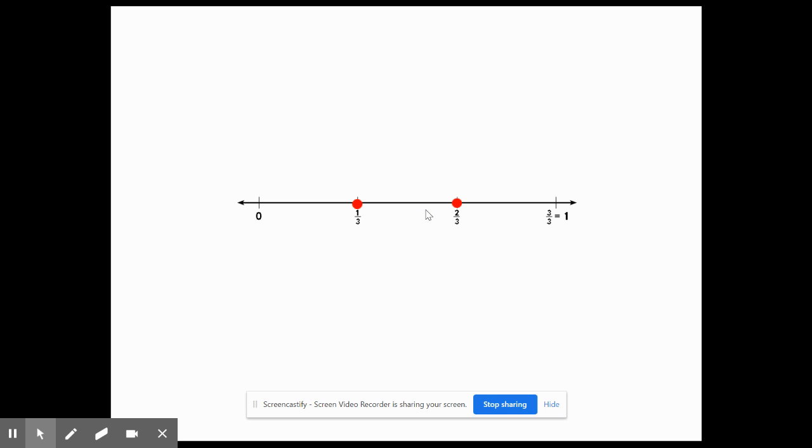We can compare fractions on the number line in exactly the same way. Let's compare 1/3 and 2/3. 1/3 is to the left of 2/3 on the number line. So 1/3 is less than 2/3.